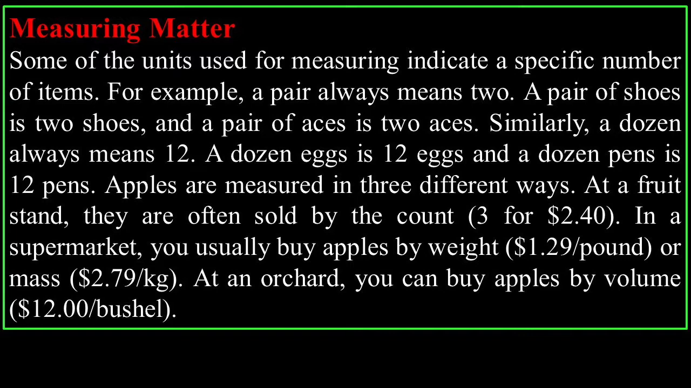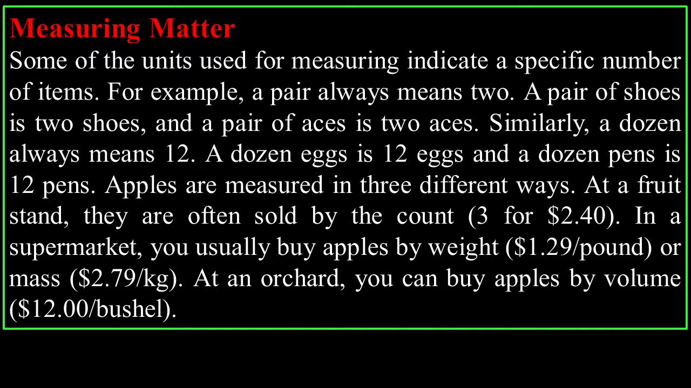Apples are measured in 3 different ways. At a fruit stand, they are often sold by the count, 3 for $2.40. In a supermarket, you can usually buy apples by weight, $1.29 a pound, or mass, $2.79 a kilogram.